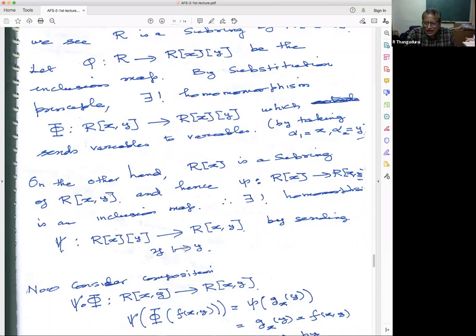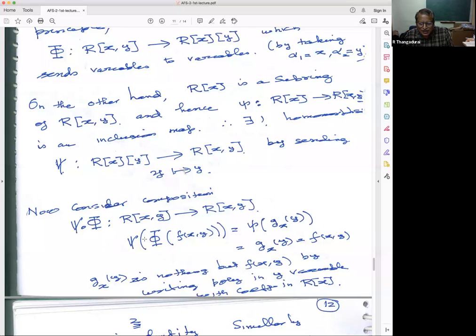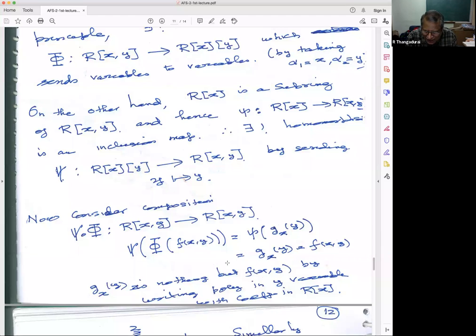Why? Because R[x] to R[x, y] is an inclusion map. Therefore x goes to x only, because this capital psi, when I restrict to the subring R[x], is just the little psi. That is an inclusion map. So both maps go in the reverse way, but send x to x and y to y. Now we look at the composition, and we see that it is just the identity map. The only thing is, you have to be careful with the notation in writing. First, capital phi composed with capital psi.